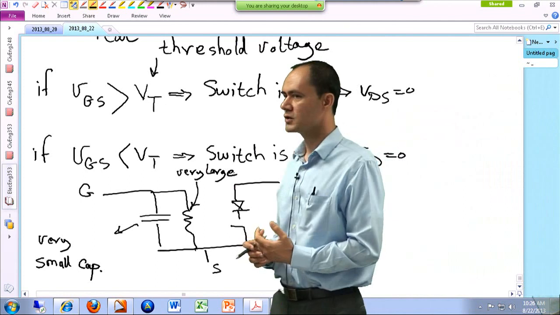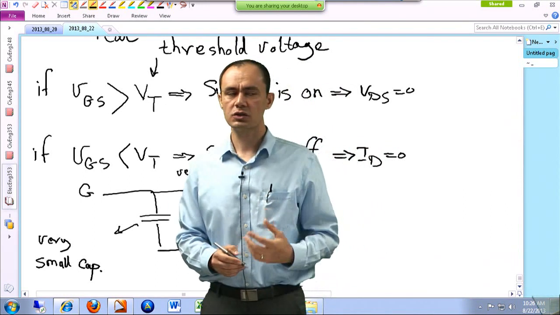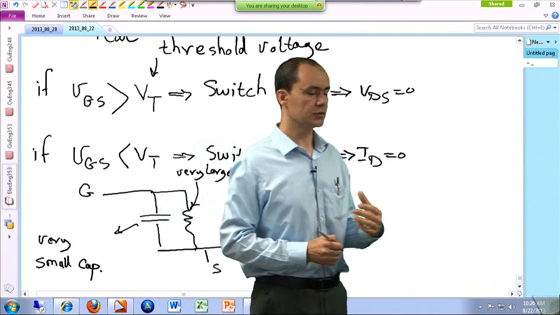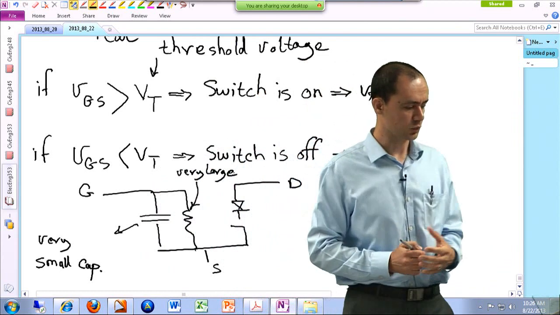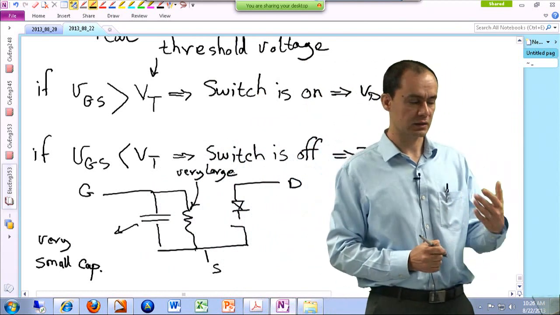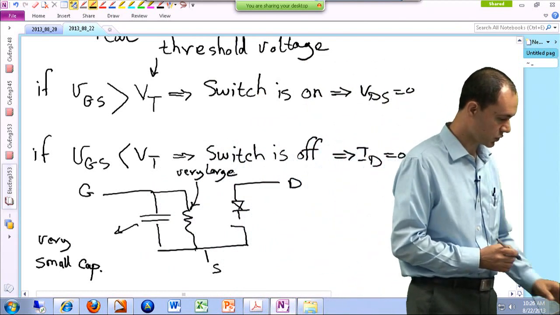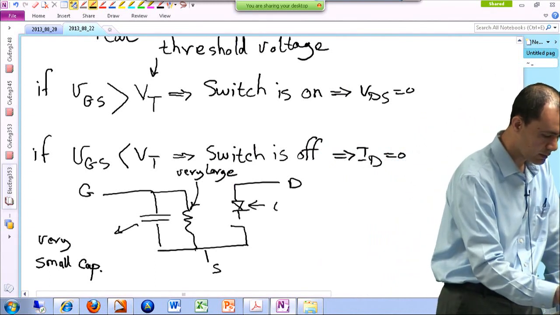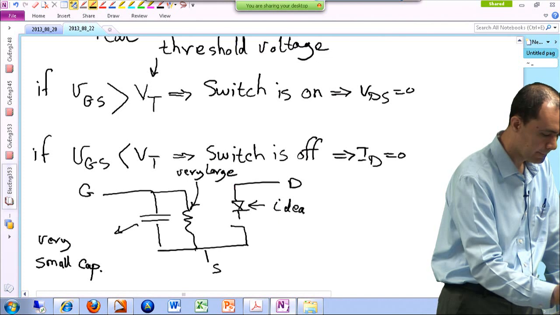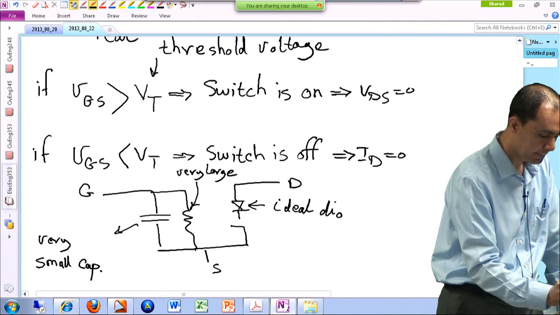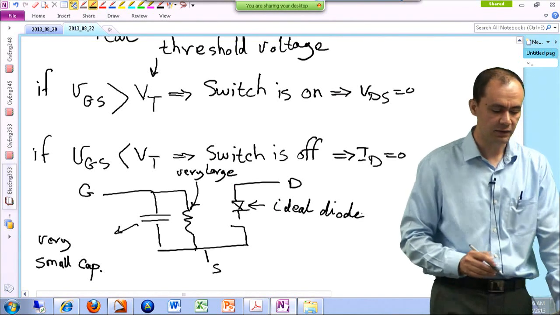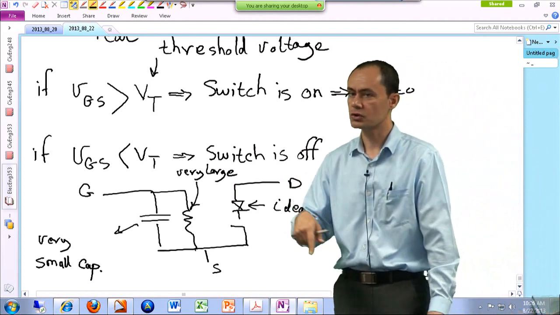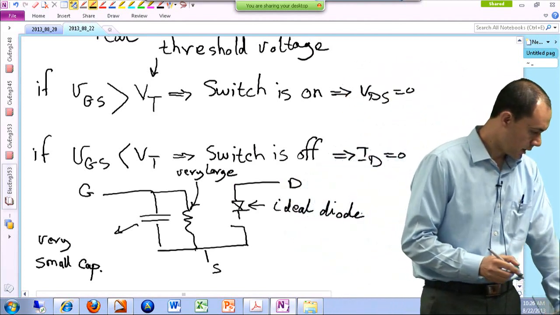So if you want to turn your MOSFET on, you have to charge this capacitor so that the voltage across the terminals of this cap is larger than the threshold voltage. In that situation, your MOSFET has turned on. And then this is almost like an ideal diode. It is just highlighting that the current flows from drain to source, not the other way around.